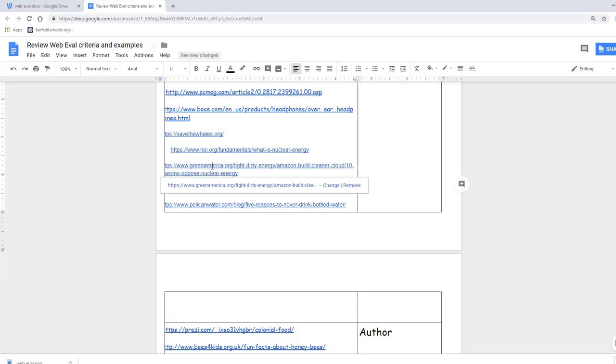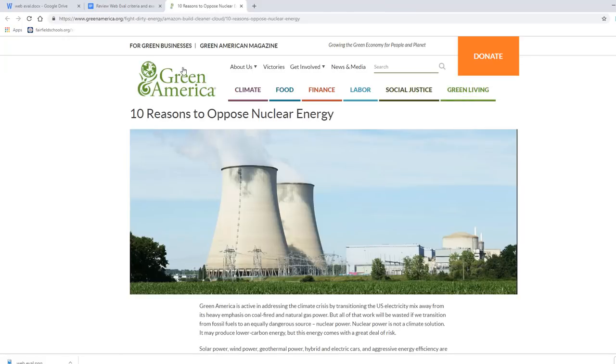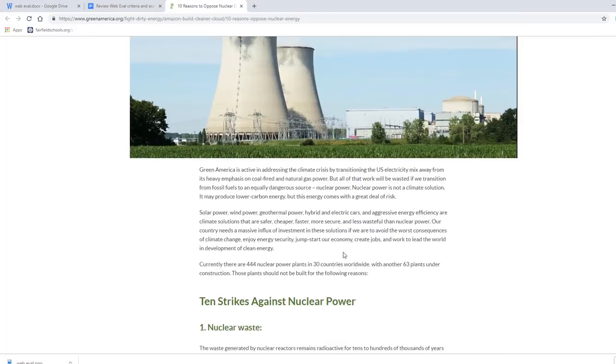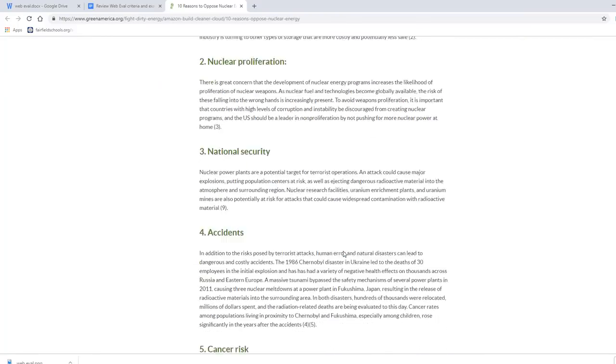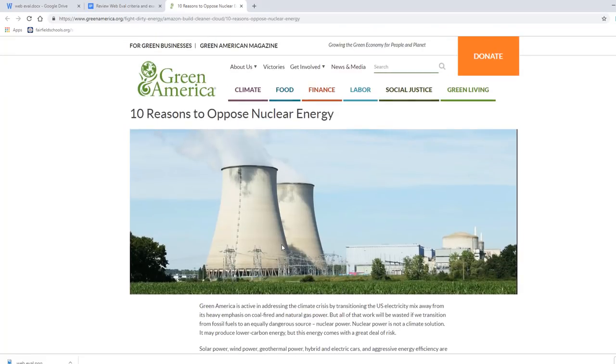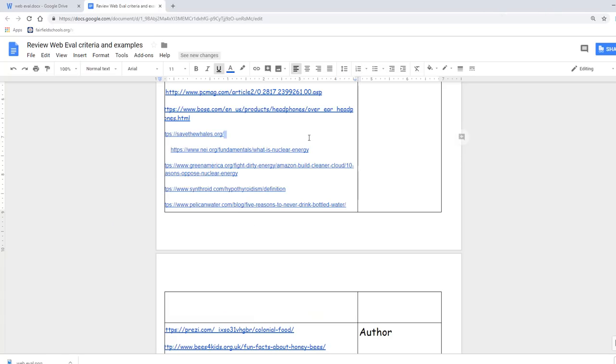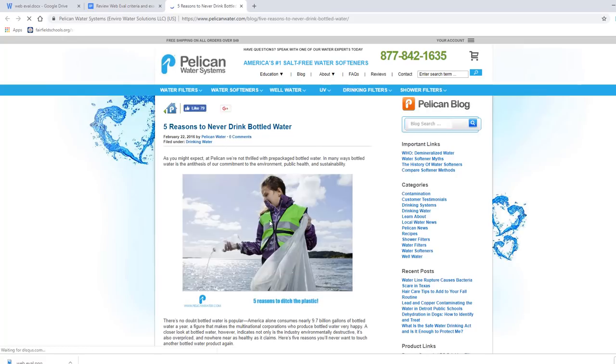So let's take a look at another one. This is called Green America. And also a good site on good environmental topics. 10 reasons to oppose nuclear energy. So this has bias. So as we start to go through all the sources, almost all sources have some kind of bias. Almost all sources are trying to get you to believe something. So you just need to be really careful on understanding what they're trying to get at.